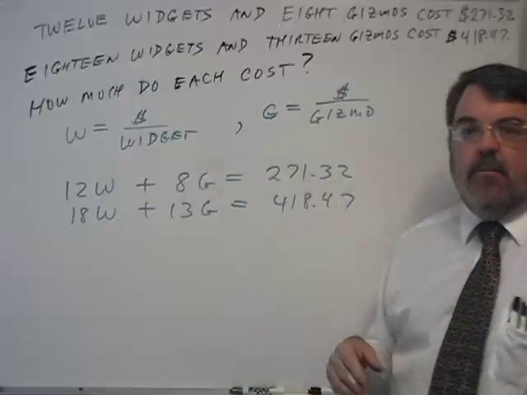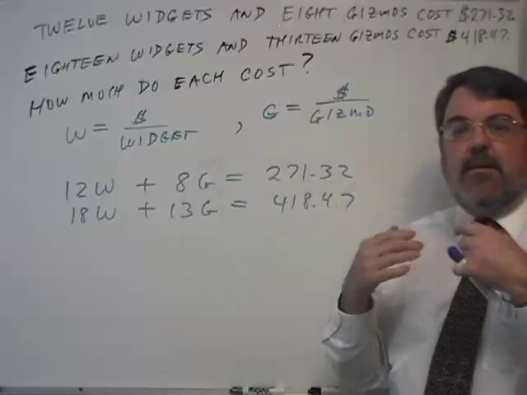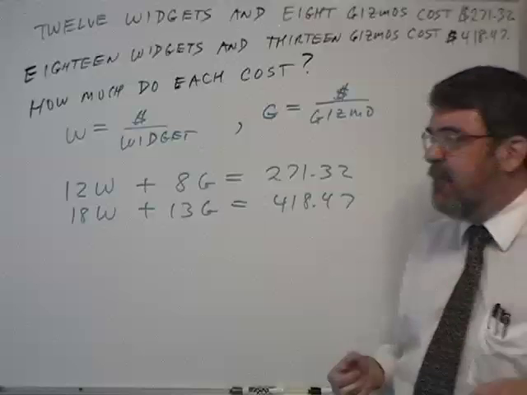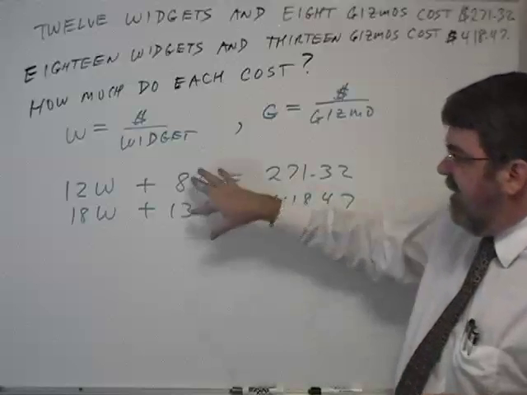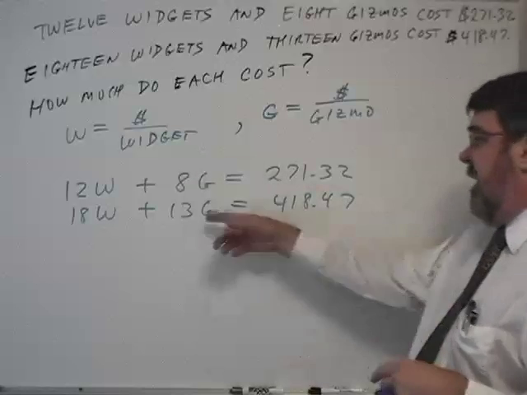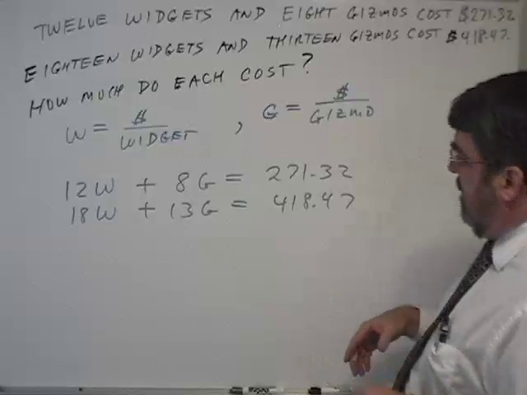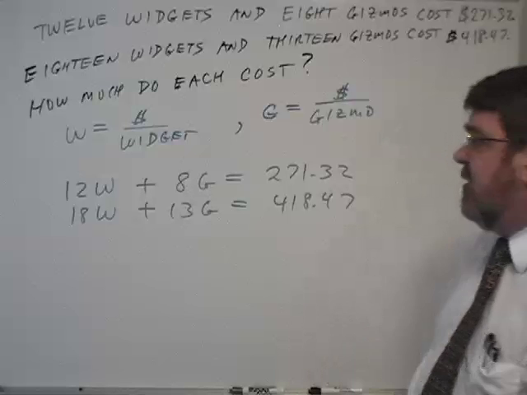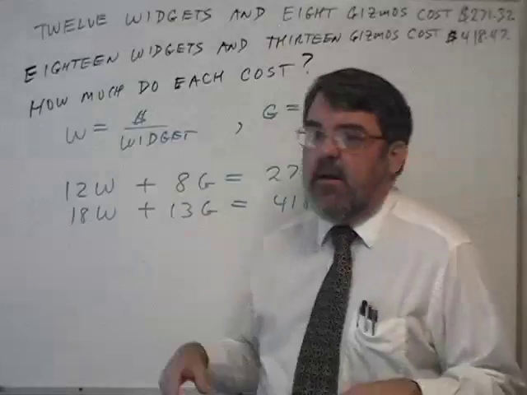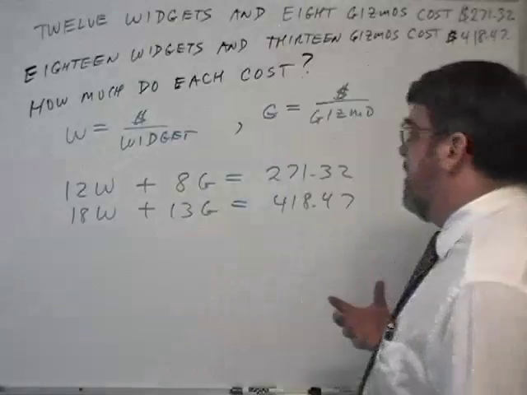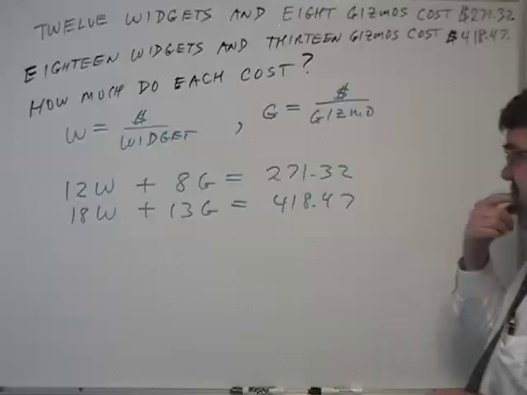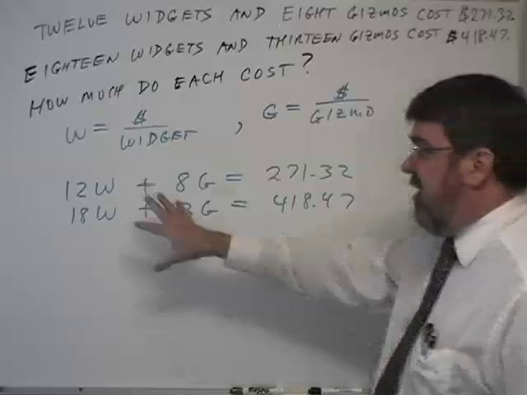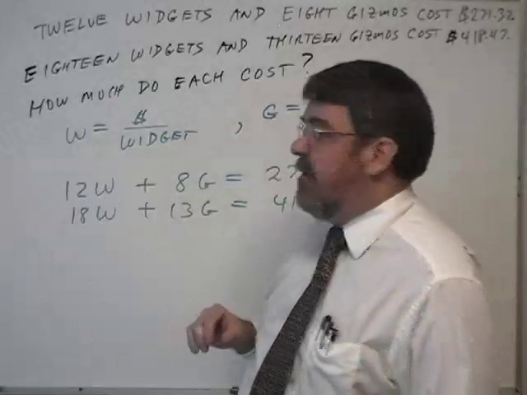8 and 13 are relatively prime. That means they share no common factors together. So their least common multiple would be actually 8 times 13, whatever that is. 104, I believe. But 12 and 18 do share a common factor of 6. And so, let's see, 36 would be a good common multiple here.